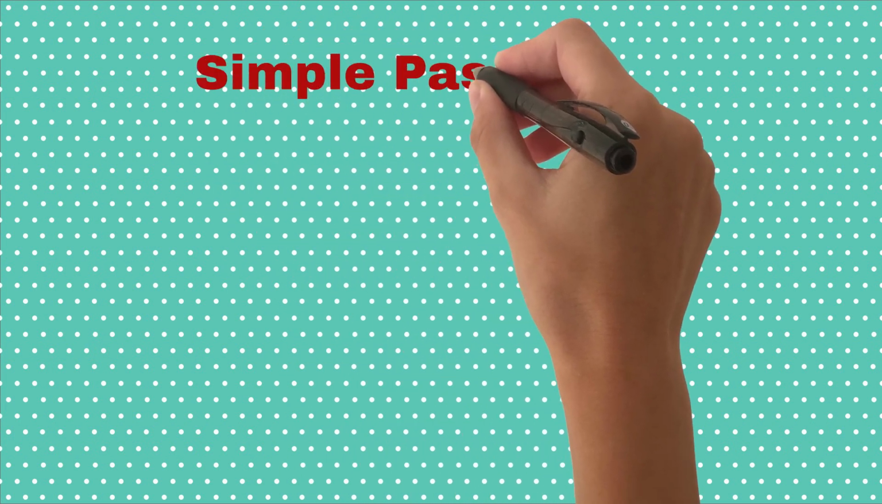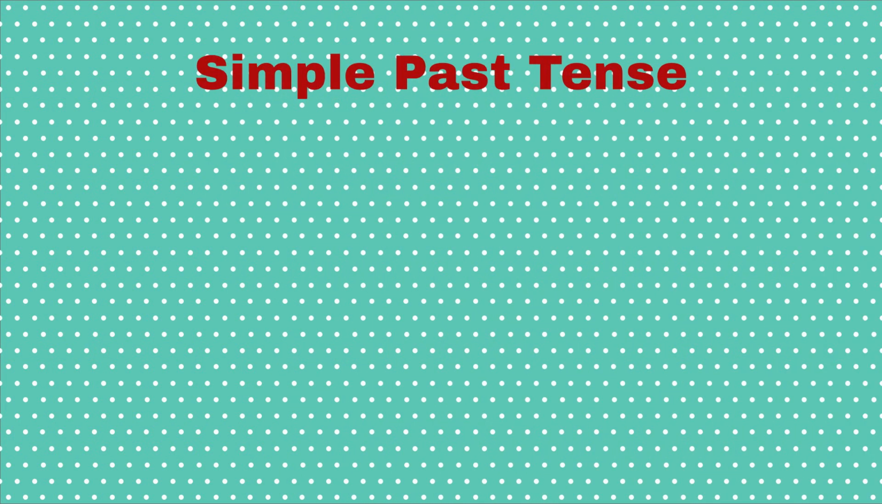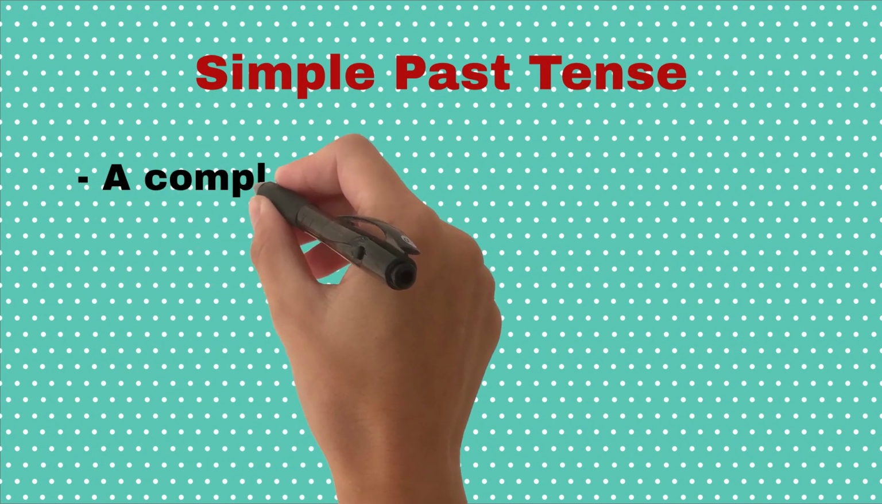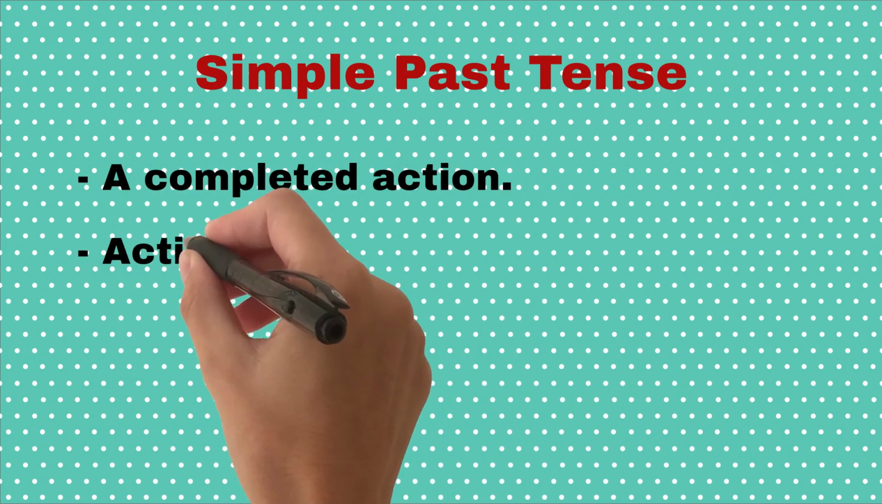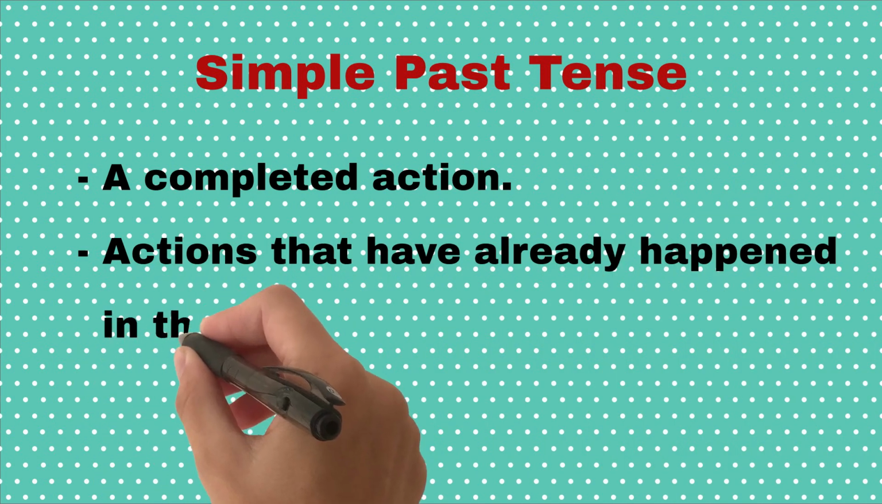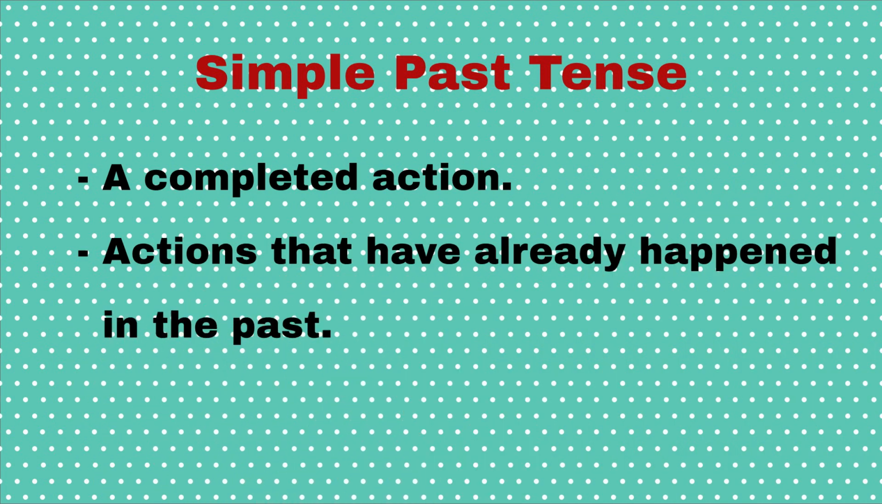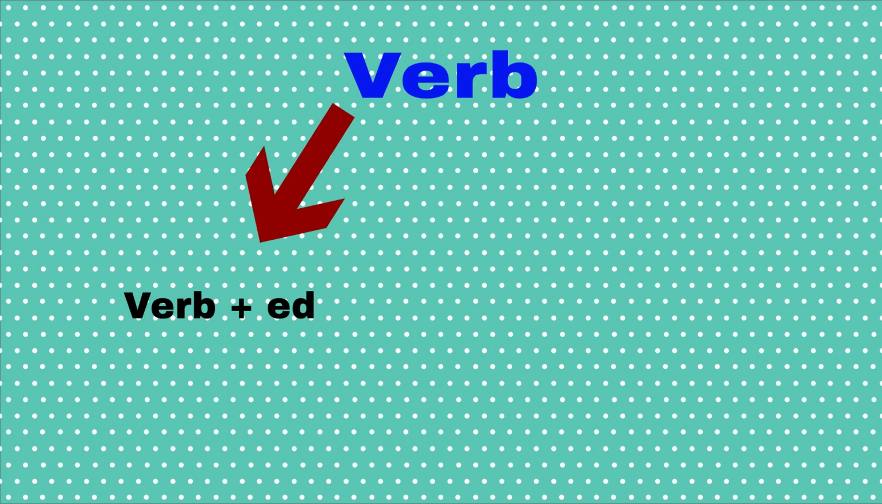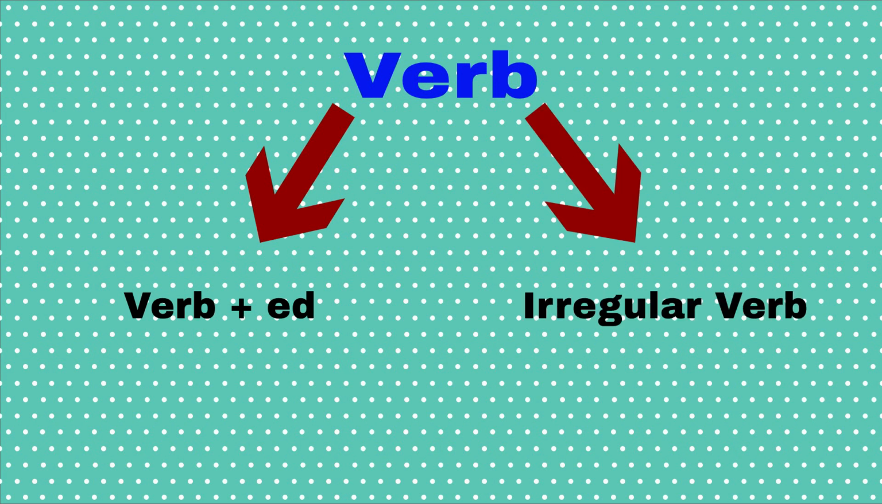Next is simple past tense. It is used to indicate a completed action, or, we can say, the actions that have already completed in the past. Verb form used in this tense is base form plus ed, or we can say past form of a verb, or irregular verbs. To learn more about irregular verbs, open the link above.